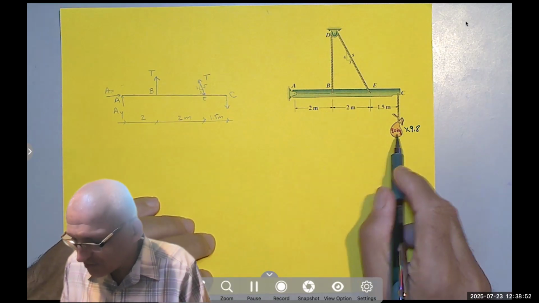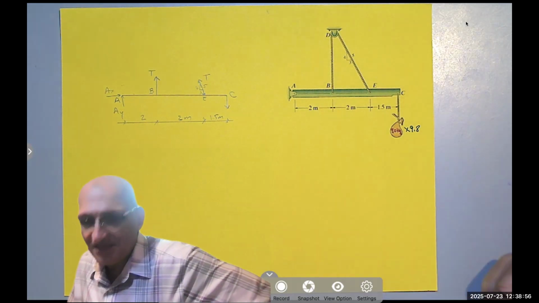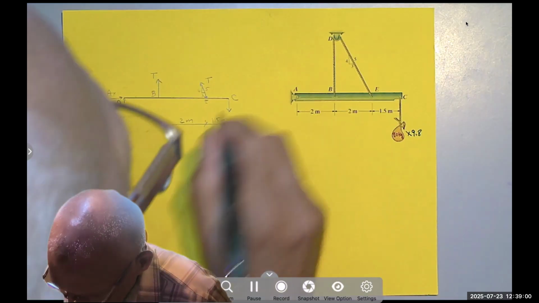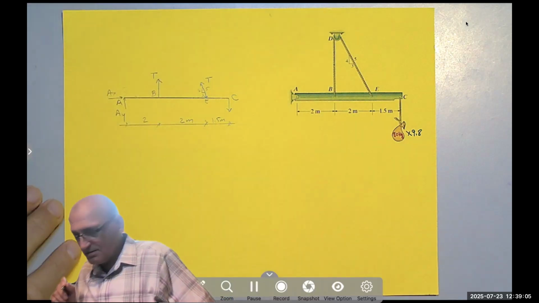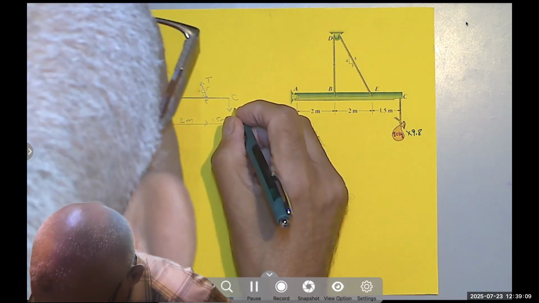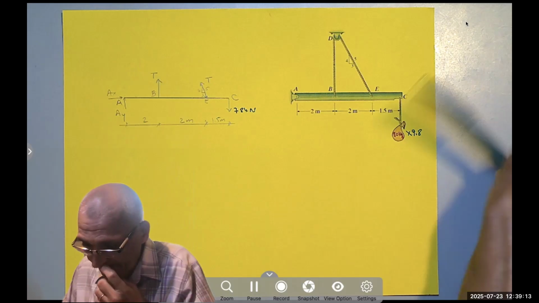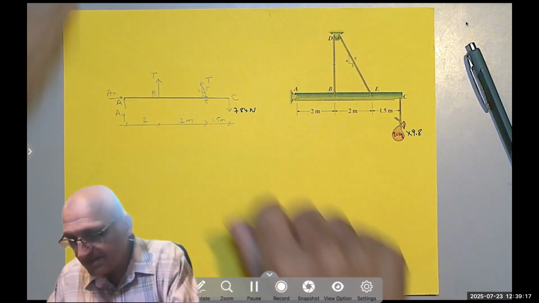The point and the zero cancel, and you get 8 times 98, right? So 700, oh okay, I'm sorry. 784 Newtons. And there are no more forces. What's still missing?